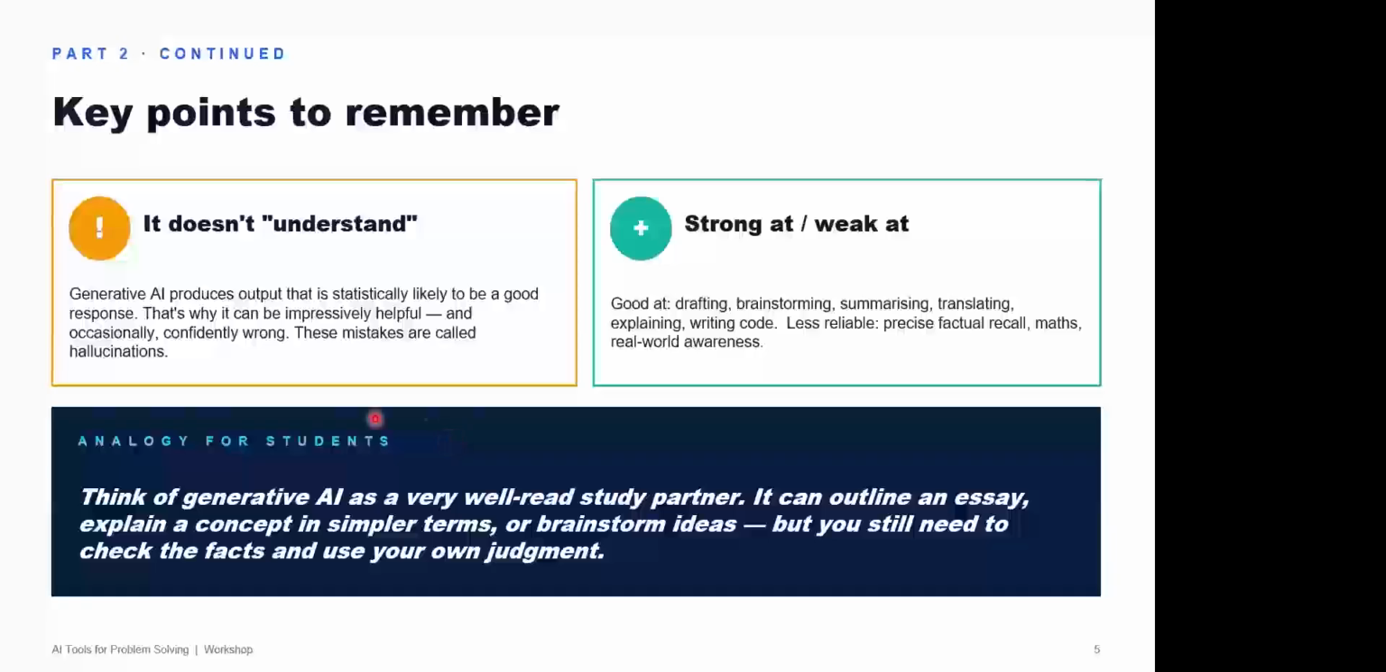So the analogy for the audience is to think of generative AI as a very well-read study partner. You can outline an essay, explain concepts simply, and brainstorm, but you still need to check the facts and use your own judgment. You cannot just take whatever output is provided by the large language model. Like just now, you asked what is the color of an apple, then ChatGPT gave you the answer that apple is purple. Of course, you know that is wrong.